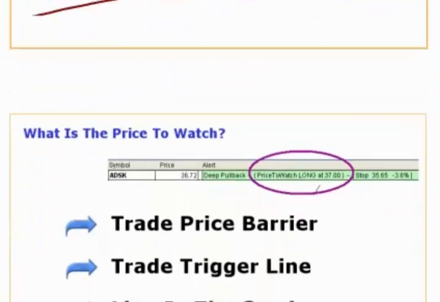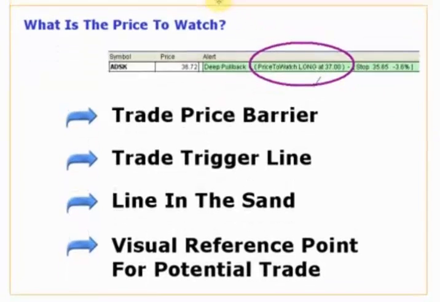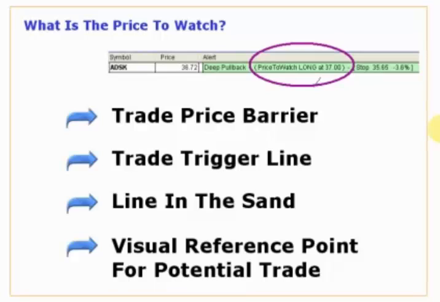Now, let's talk about this price to watch, because this is another thing that people get tripped up on. The software uses this terminology, price to watch, long at 37. Notice it doesn't say buy at 37. There's too many variables that go on in the whole process, which I'm going to get into. So the software can't tell you exactly where to buy the stock. It's not a cop-out. It's not like I'm trying to save face or wiggle out of anything. It's just the way it is, and I'm going to show you why as we go forward.